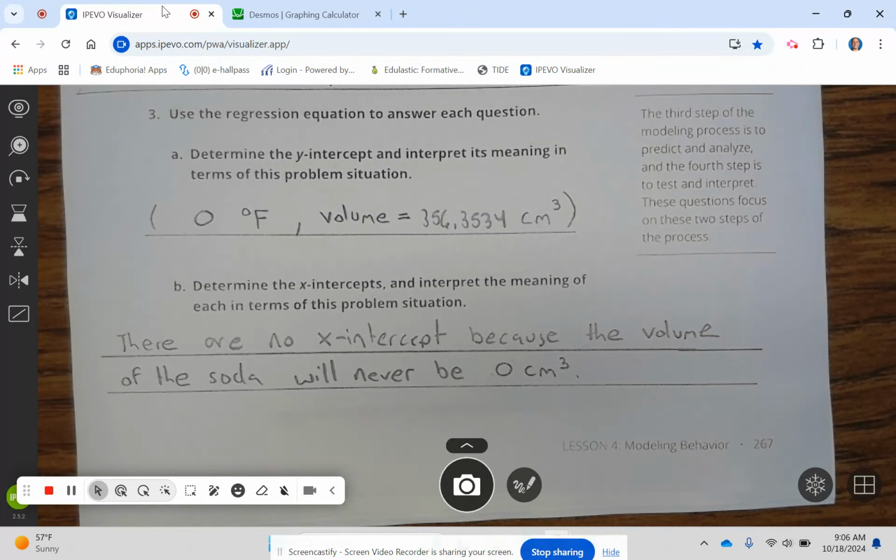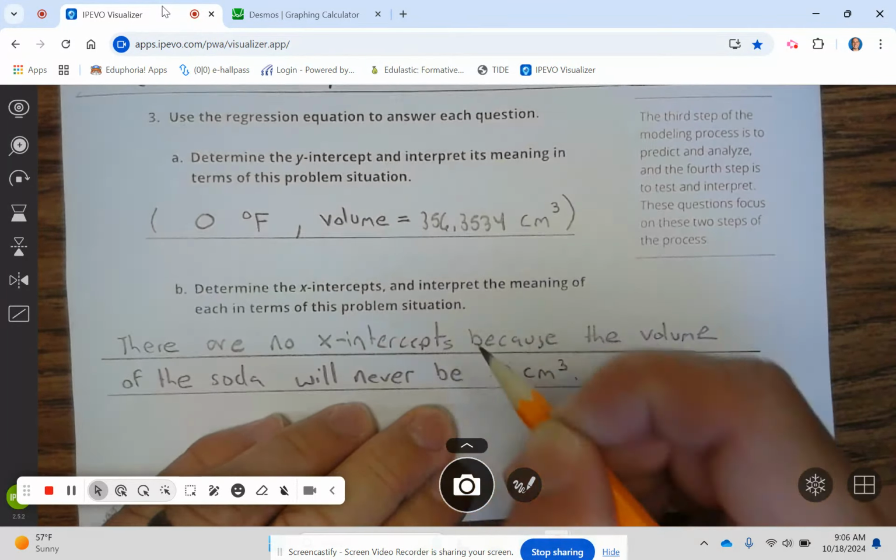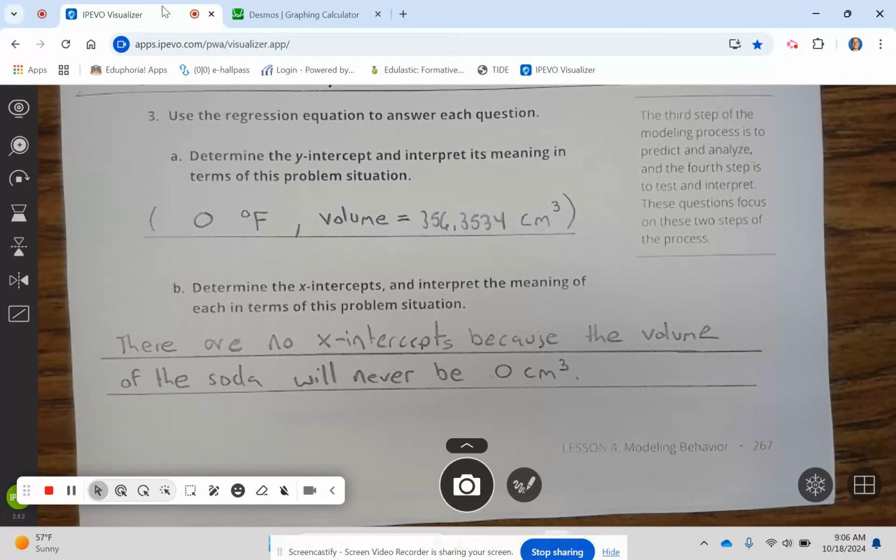All right, go ahead and finish up 3A. And then B, determine the x-intercept and interpret the meaning of each in terms of the problem situation. There are no x-intercepts because the volume of the soda will never be 0 centimeters cubed. All right, go and finish that up.